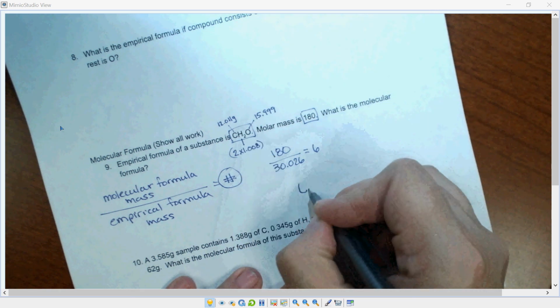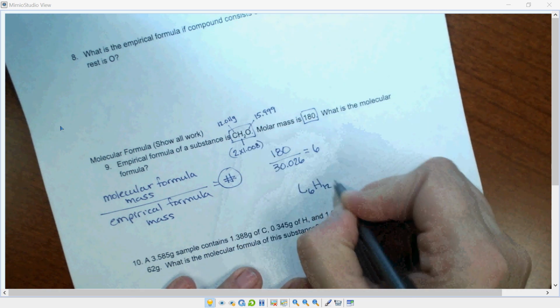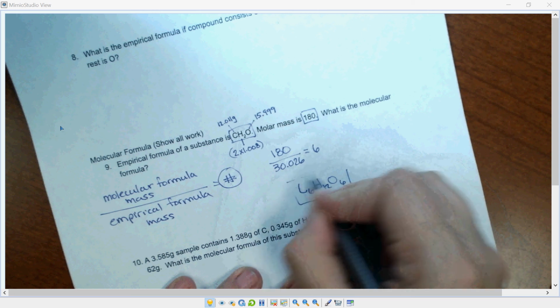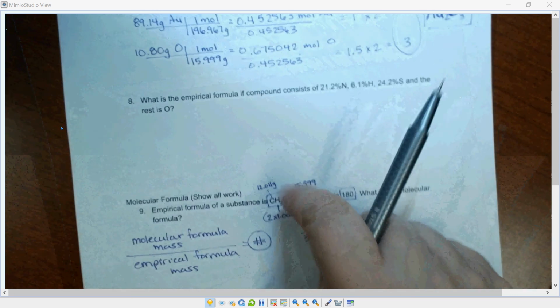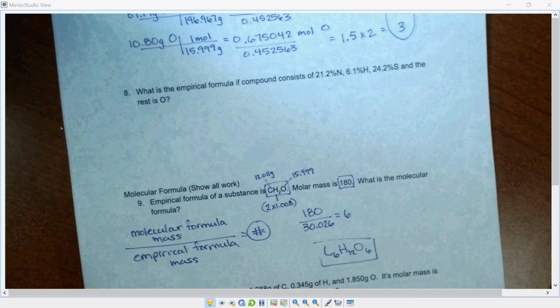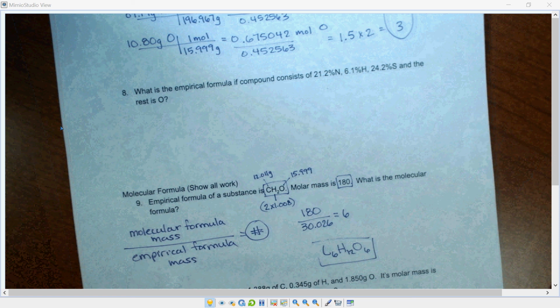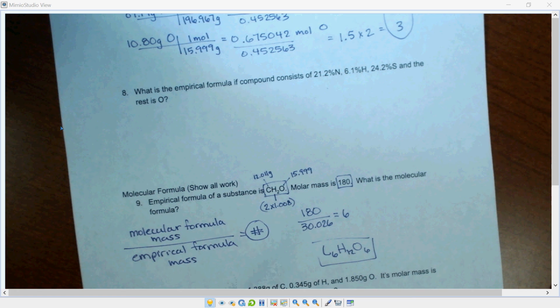So this is C6H12O6. This document is in the Google Classroom, so grab it and finish working out the rest of the problems.